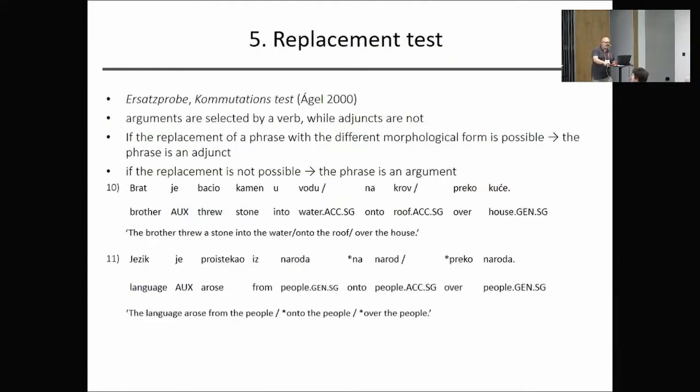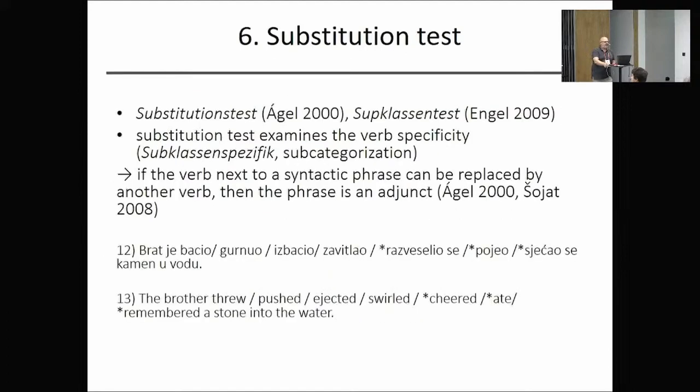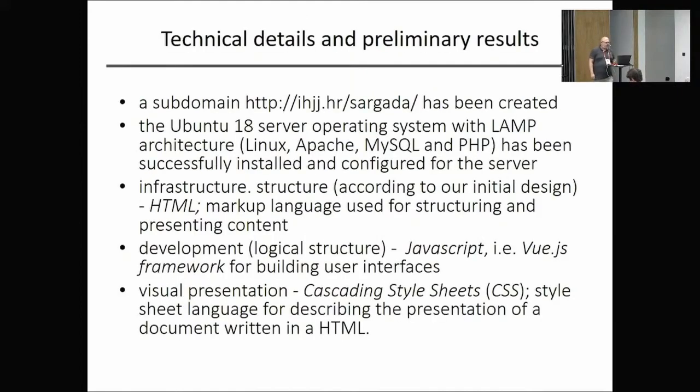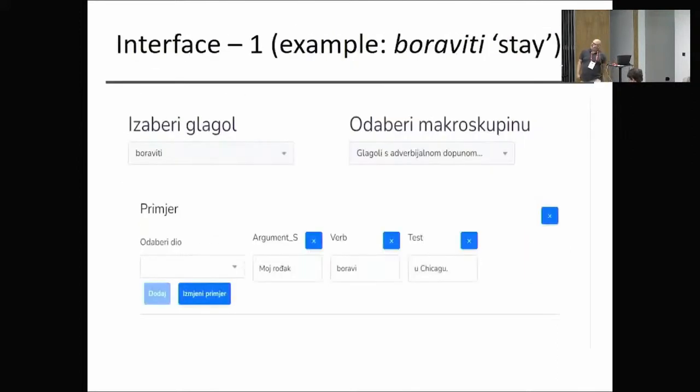We have a replacement test that deals with some morphological replacement possibilities. The substitution test deals with subclasses of verbs that can be replaced one with another. And the dialogue test, which is a communicational test. I won't go into details, we don't have time. Those are technical details about everything. And this is how it really looks like.